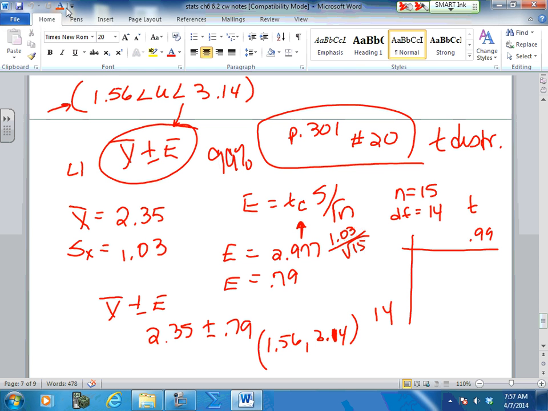Now, if I did a 95% interval, would it be narrower or wider than my 99? Narrower. If I did a 95, would it be wider or narrower than my 99? Narrower. The higher you go for your confidence level, the wider the interval gets, right? Okay. All right, so now I'm going to give you some to do.